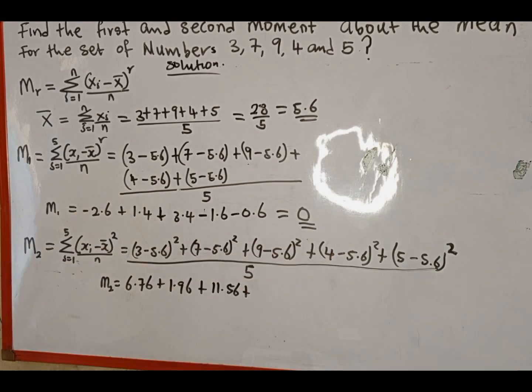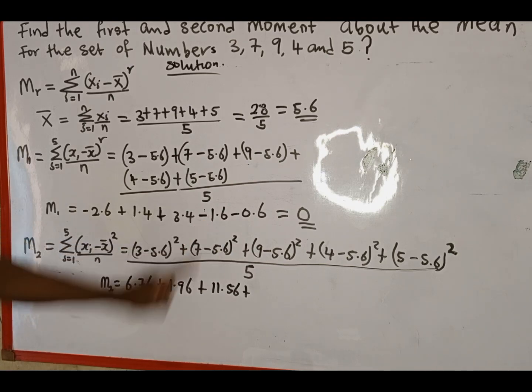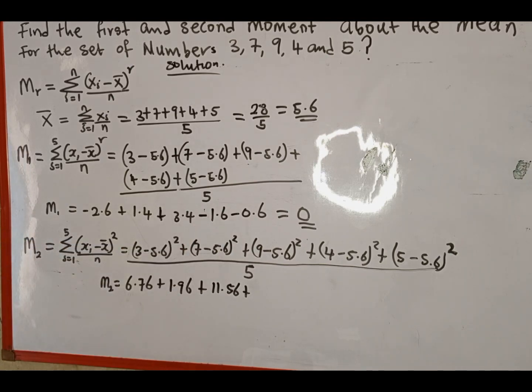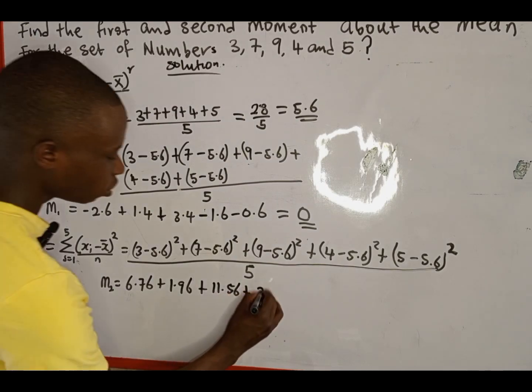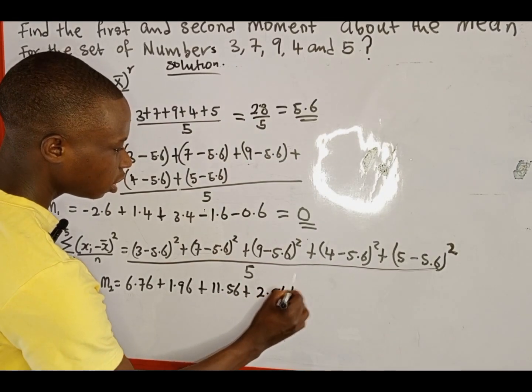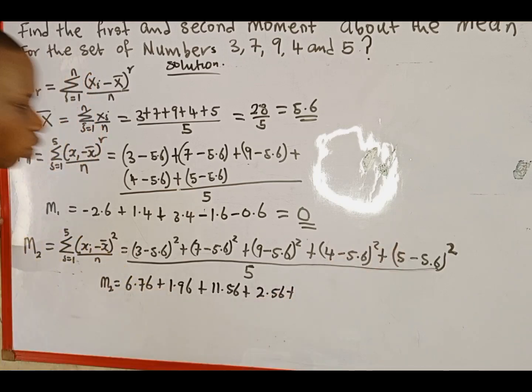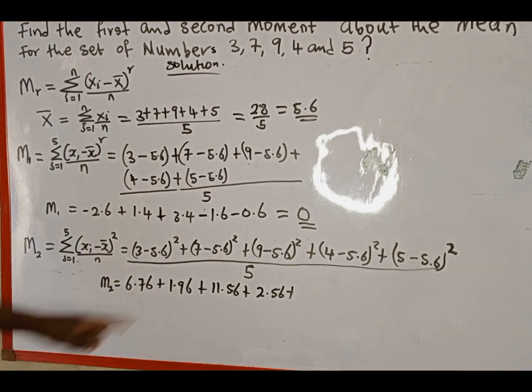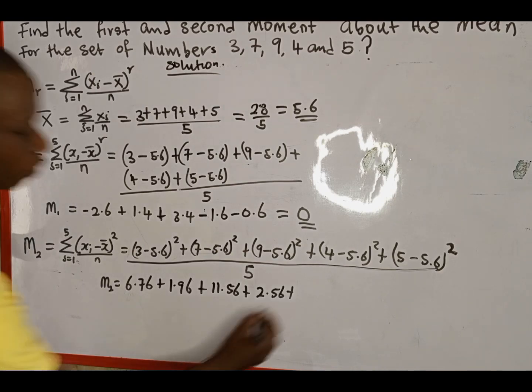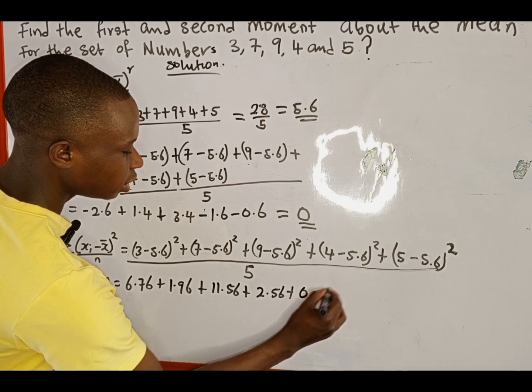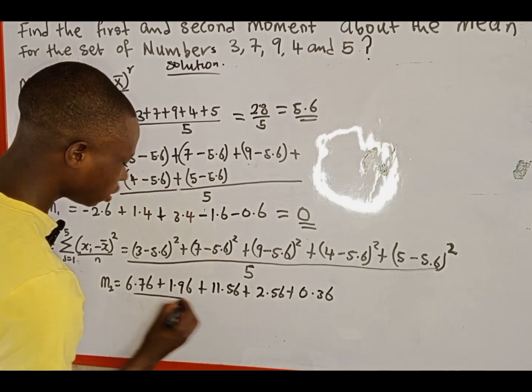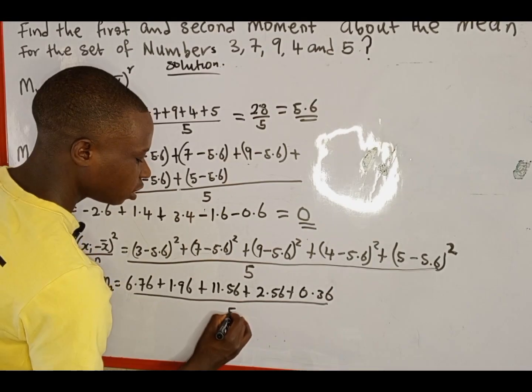Then plus the fourth one, 4 minus 5.6, which is going to give us negative 1.6. And if you square negative 1.6, it's going to give us 2.56. Then plus 5 minus 5.6, which is going to give us negative 0.6. And if you square negative 0.6, it's going to give us 0.36. Then everything divided by n, which is 5.